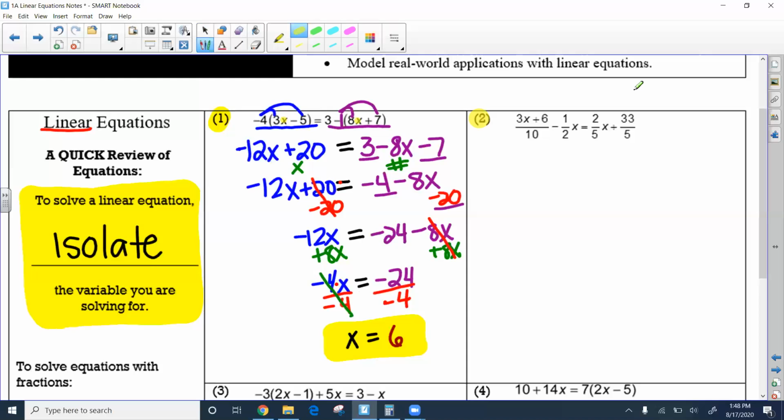3x plus 6 over 10 minus 1/2 x equals 2/5 x plus 33/5.